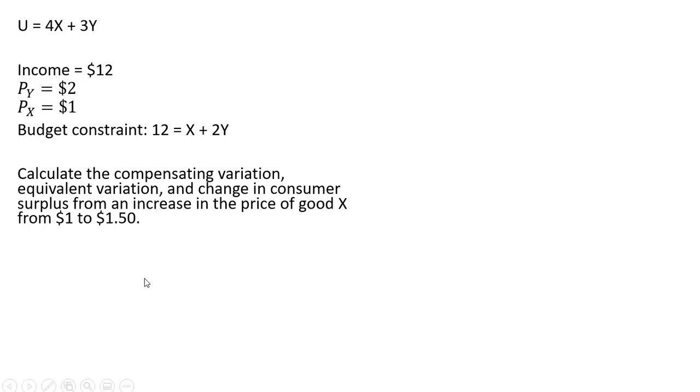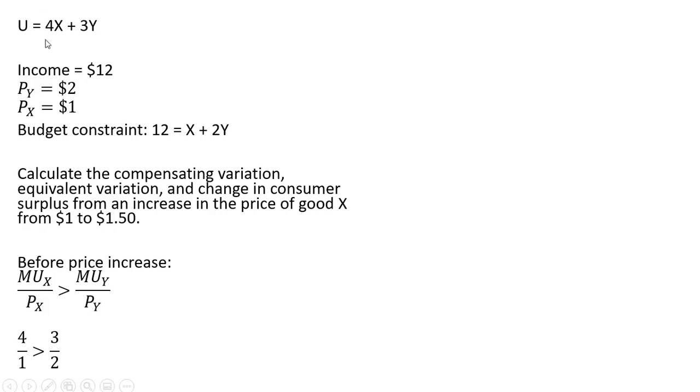So before the price increase, we're going to take the marginal utility and divide it by the price of good X for each good to see which good gives the most marginal utility per dollar. In this case, the marginal utility of good X is 4, just the coefficient on the X term in the utility function. And the marginal utility of Y is 3, again, the coefficient on the Y term in the utility function. And we see here the consumer should buy good X because the consumer gets more marginal utility per dollar for good X than good Y.